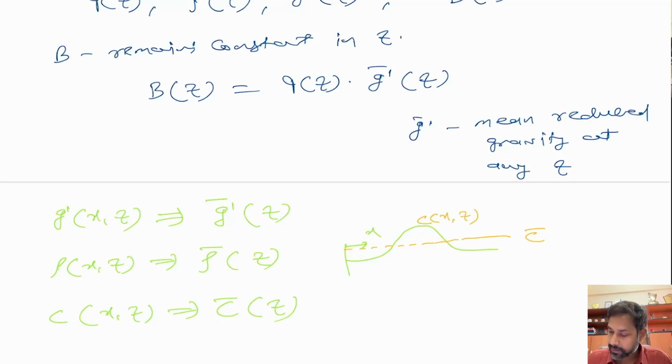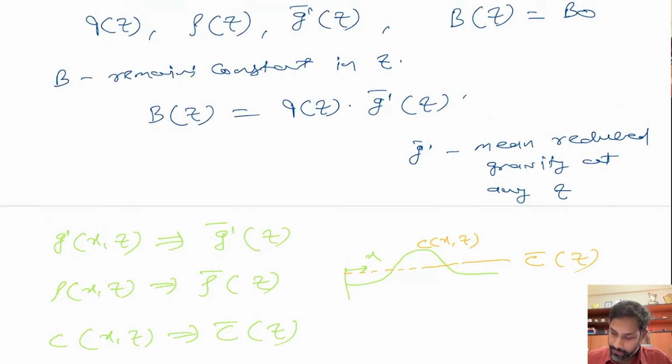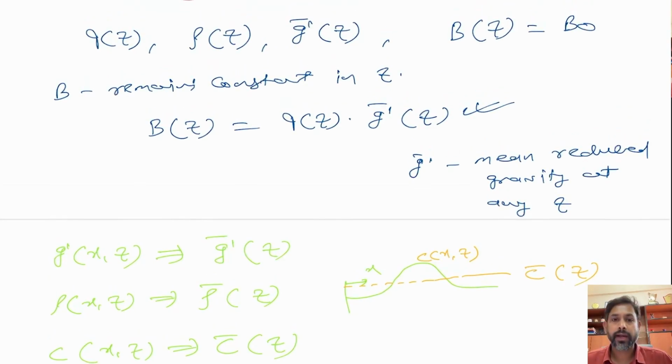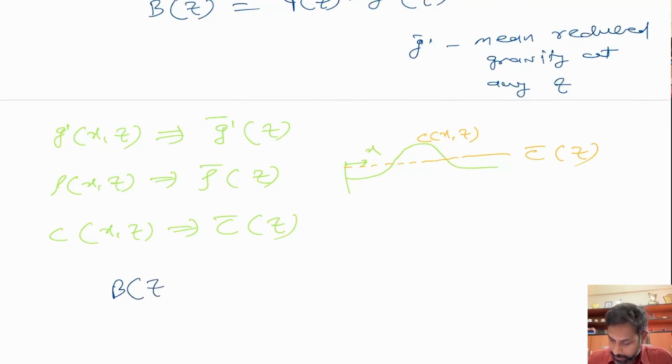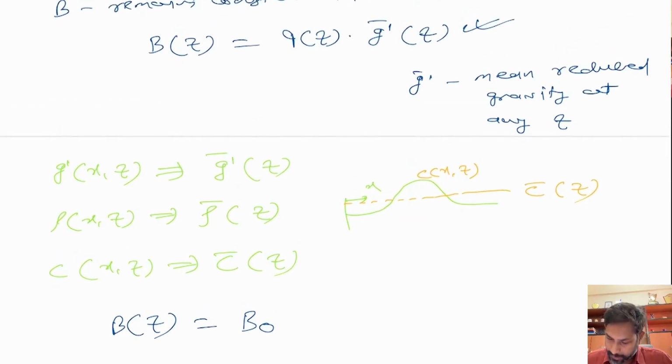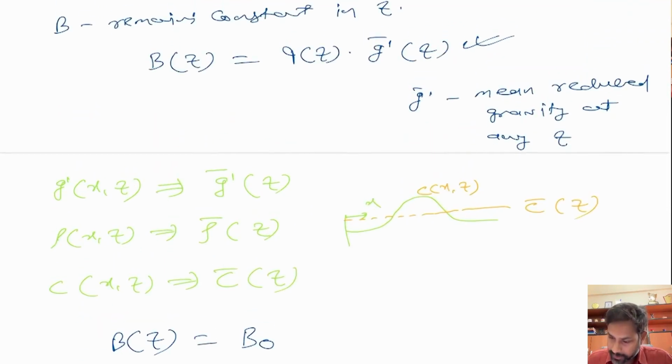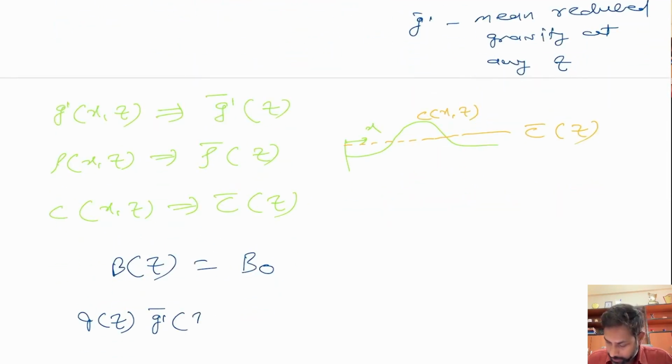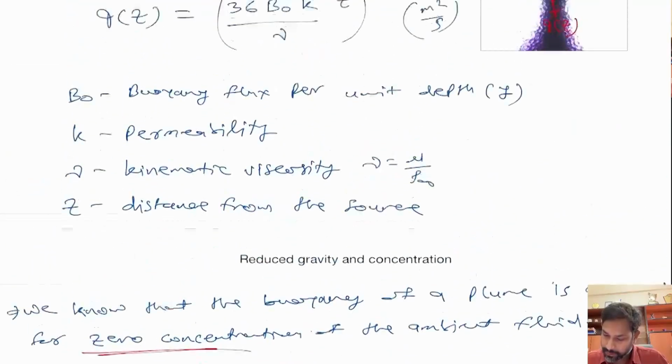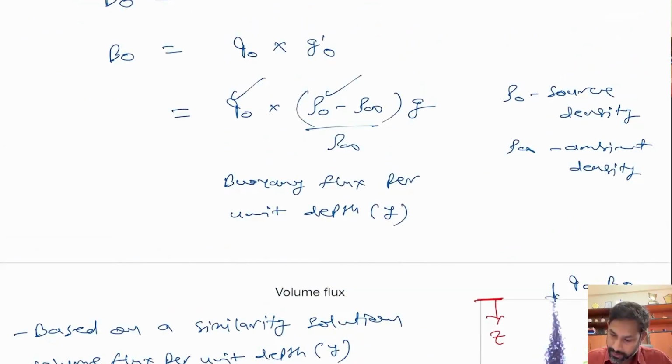All right, so now we have seen what the mean reduced gravity is, and we know that this particular equation is valid. So B of Z must be equal to B naught, where B naught is the source buoyancy flux, right? And that is why Q of Z times G prime bar of Z must be equal to Q naught times G prime naught, where G prime naught is something we defined here, that is this term.